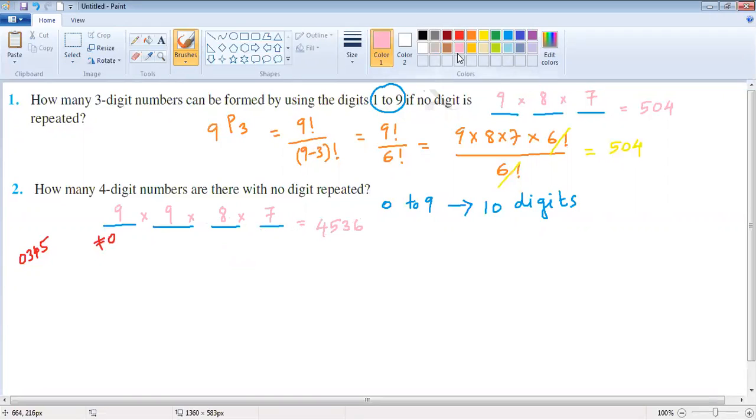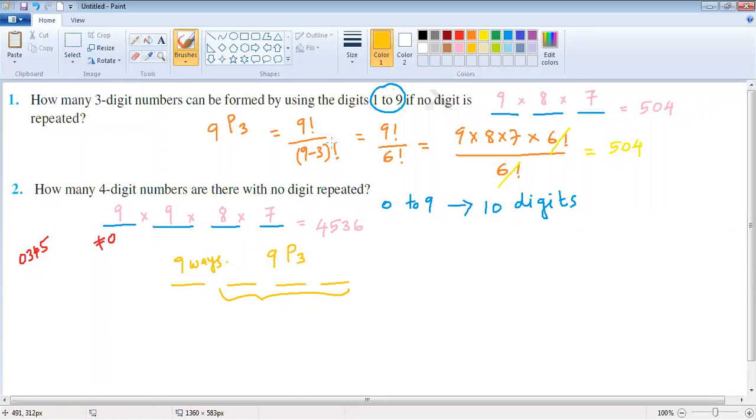4536. Now you might wonder how we use permutation here. To use permutation, you know that 4 places are there. In the first place, as I told you earlier, 0 cannot happen. So the first place has 9 ways. Then the remaining 3 positions. One digit is already used, the remaining are 9 digits, and from them you need 3 digits. So it is 9P3.